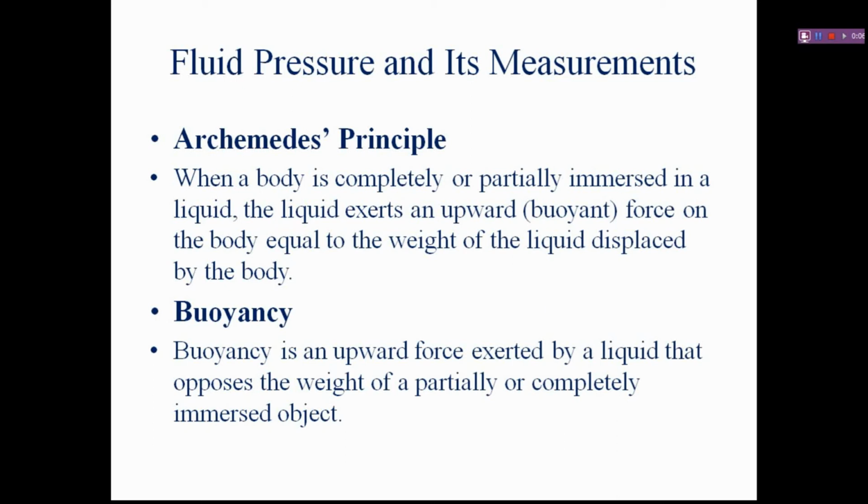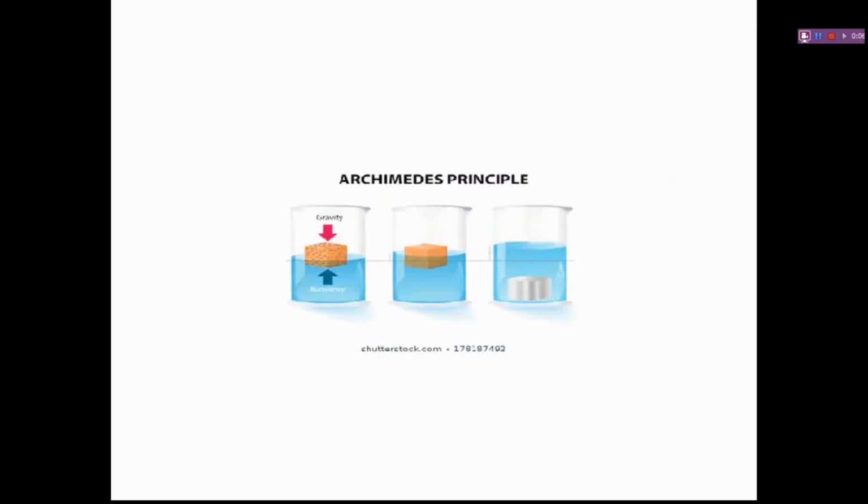Buoyancy. The next term is buoyancy. It is an upward force exerted by a liquid that opposes the weight of an object. When the object is completely or partially immersed in a liquid, the liquid will exert an upward force, and that is called buoyancy. You can see the diagram here. Archimedes principle is clearly shown in this diagram. We can make it out.